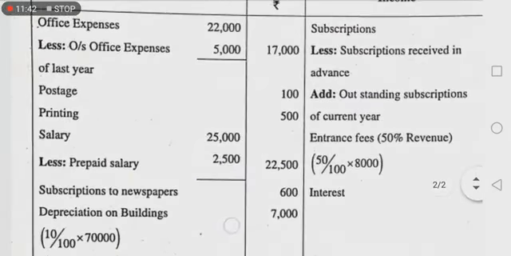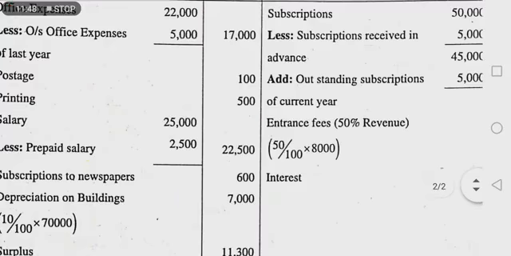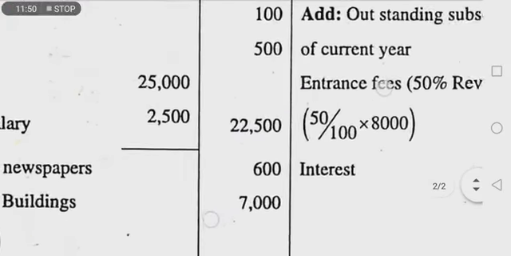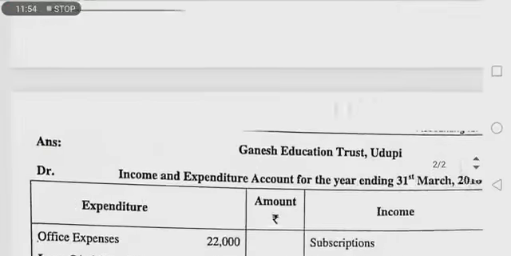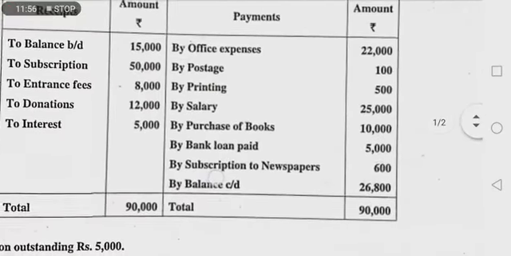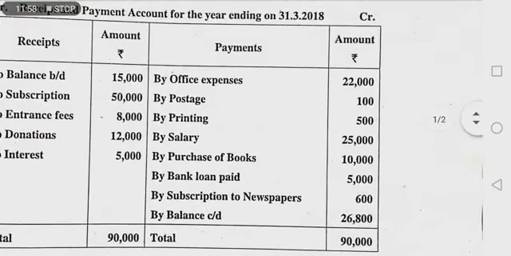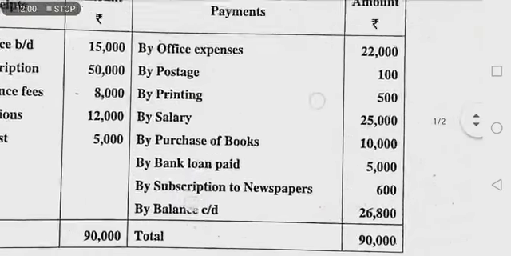So we have deducted from the total salary: 25,000 minus 2,500. So the salary for the current year is 22,500. Again, let us look at the next item under the payment side, that is purchase of books.